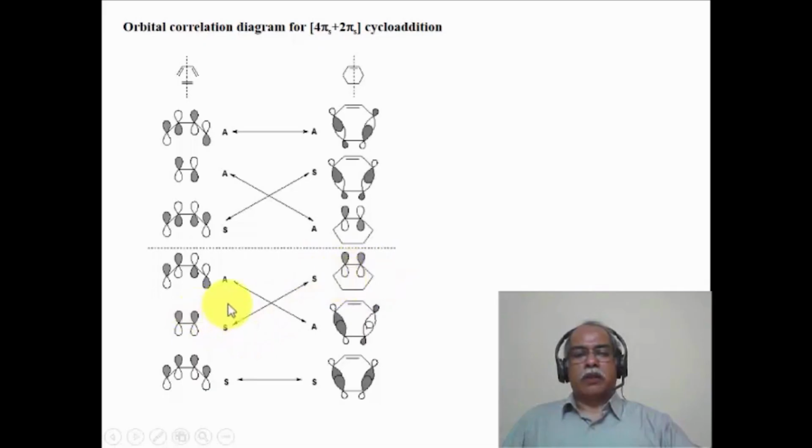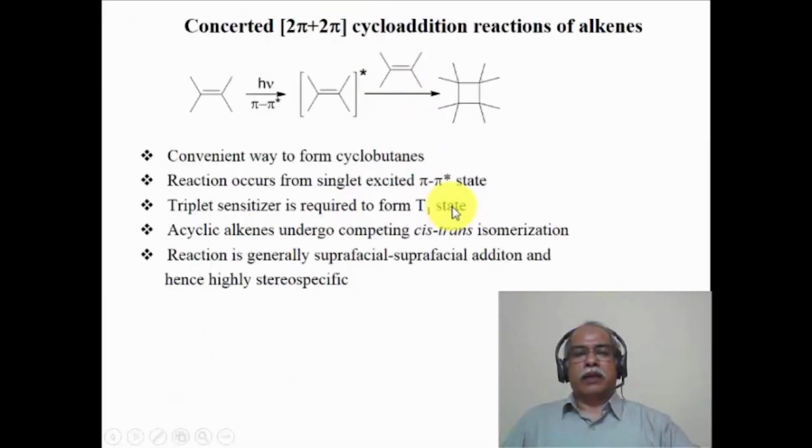Again, filled molecular orbitals are correlated. There is no correlation across the non-bonded level. That means this reaction should proceed under thermal condition. So a Diels-Alder reaction, which is a 4-pi suprafacial, 2-pi suprafacial addition reaction, is an allowed process under thermal conditions and not under photochemical conditions.